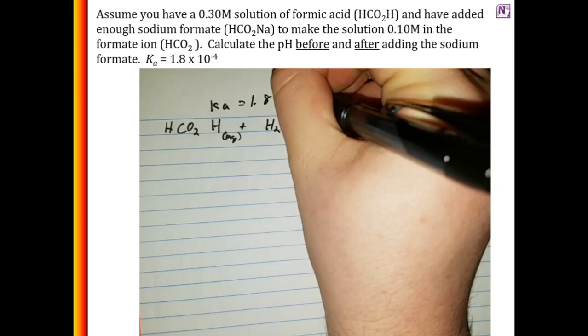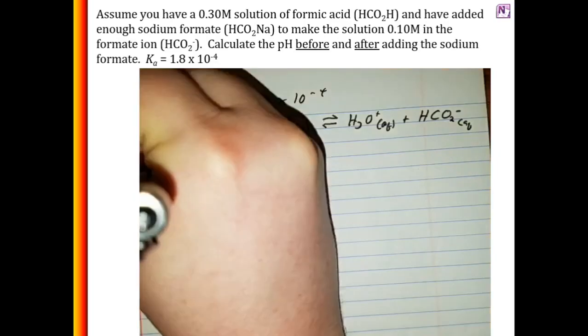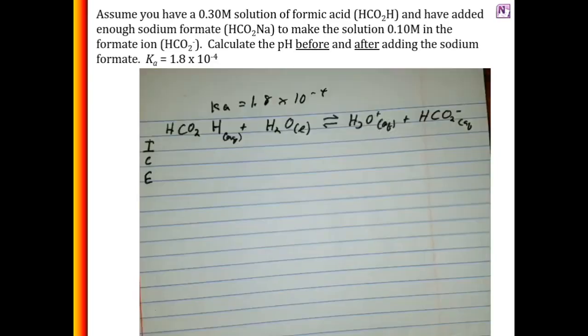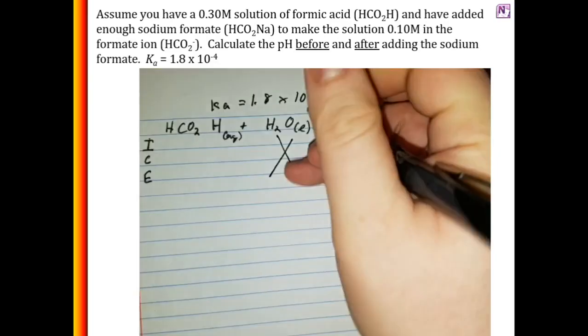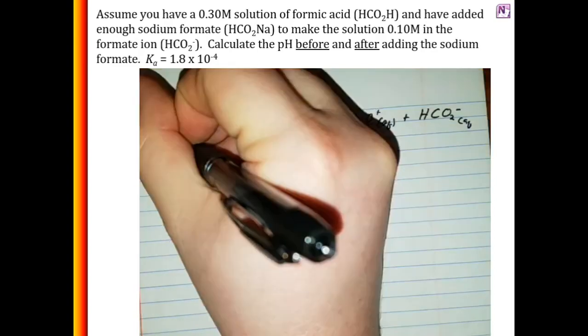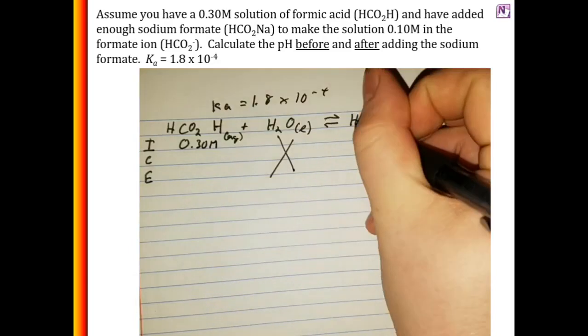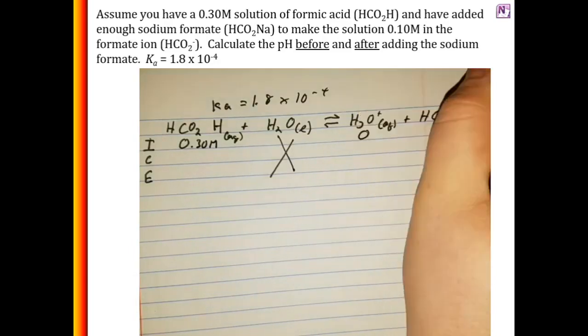We want to set up an ICE table for this problem. Since we're calculating pH at equilibrium, we need to use an ICE table. I'll just use the same reaction that I've written out. Then I just have to fill it in. We can put an X through the water because we know it's not involved in the equilibrium. They're asking us to start with 0.30 molar formic acid, and we're starting from no H3O plus. In this particular case, we're not adding any of the formate ion.